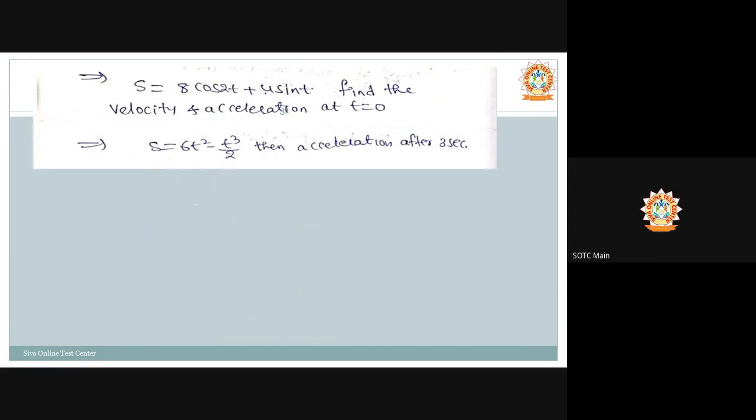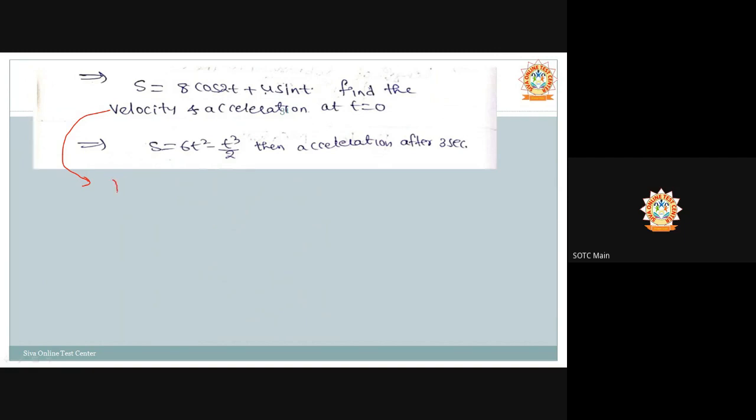Now try to see the next question. If s is equal to 8 cos 2t plus 4 sin t, then find the velocity and acceleration at t is equal to 0. So first try to calculate the velocity at t is equal to 0. Means they are asking initial velocity and initial acceleration. Tell me what it is coming. Velocity is equal to 4, sir. Yes, velocity is equal to 4 meter per second. Then tell me what is the acceleration? Minus 32, sir. Yes, minus 32 meter per second square, right?